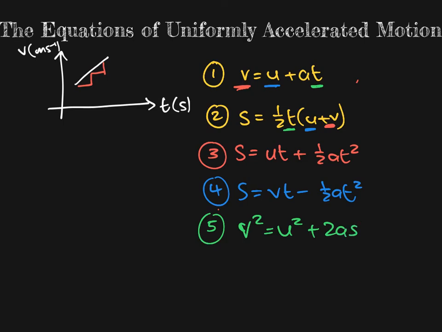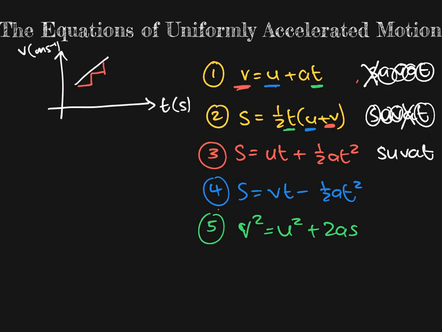Notice that out of s, u, v, a, and t, the first equation doesn't have, what doesn't it have? It's got a v, it's got a u, it's got an a, and it's got a t, but there's no s. The second equation has got an s, it's got a t, it's got a u, and it's got a v, but there's no a. The third equation has got an s, it's got a u, it's got a t, it's got an a, but there's no v. The fourth equation has got an s, it's got a v, it's got a t, it's got an a, but there's no u.